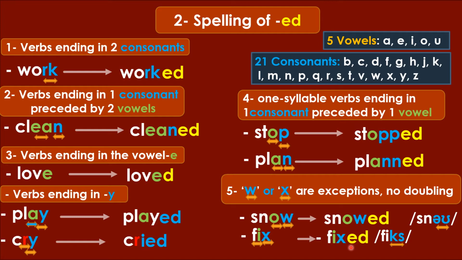Why? If you look at the pronunciation of fix, بص كده على نطق fix، you will notice that it ends in two consonants. هتلاقي انها بتنتهي باثنين سواكن k and s. Okay? So it is like the first case. It's like work. أصبحت في الحالة دي زي الحالة الأولى اللي هي work، and that's why we added ed.